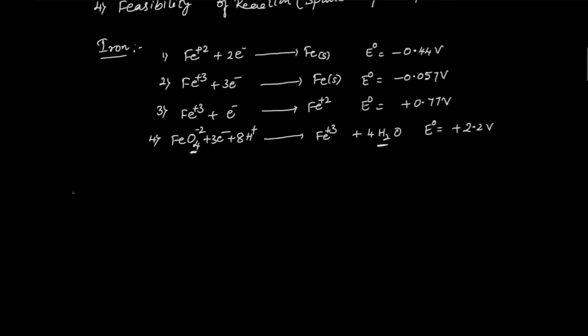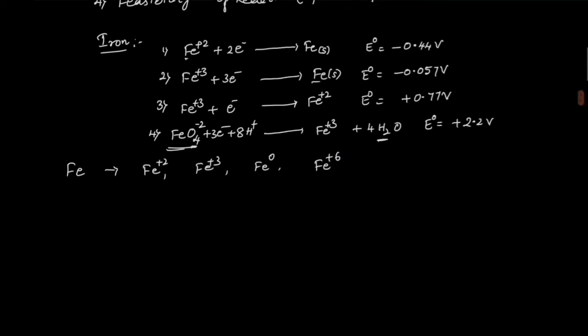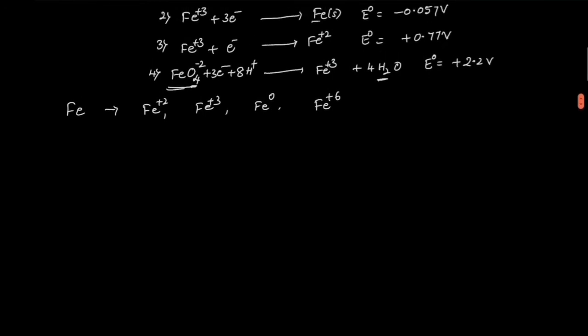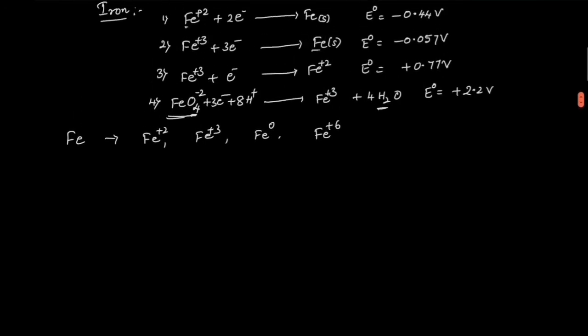So you can observe here that iron exists in the plus 2 oxidation state, plus 3 oxidation state, and 0 oxidation state. Here you can observe iron is in the plus 6 oxidation state. These are the different oxidation states of iron. So to write the Latimer diagram for these half reactions, first you need to identify the highest oxidation state, that is iron plus 6, which should be written on the left side.